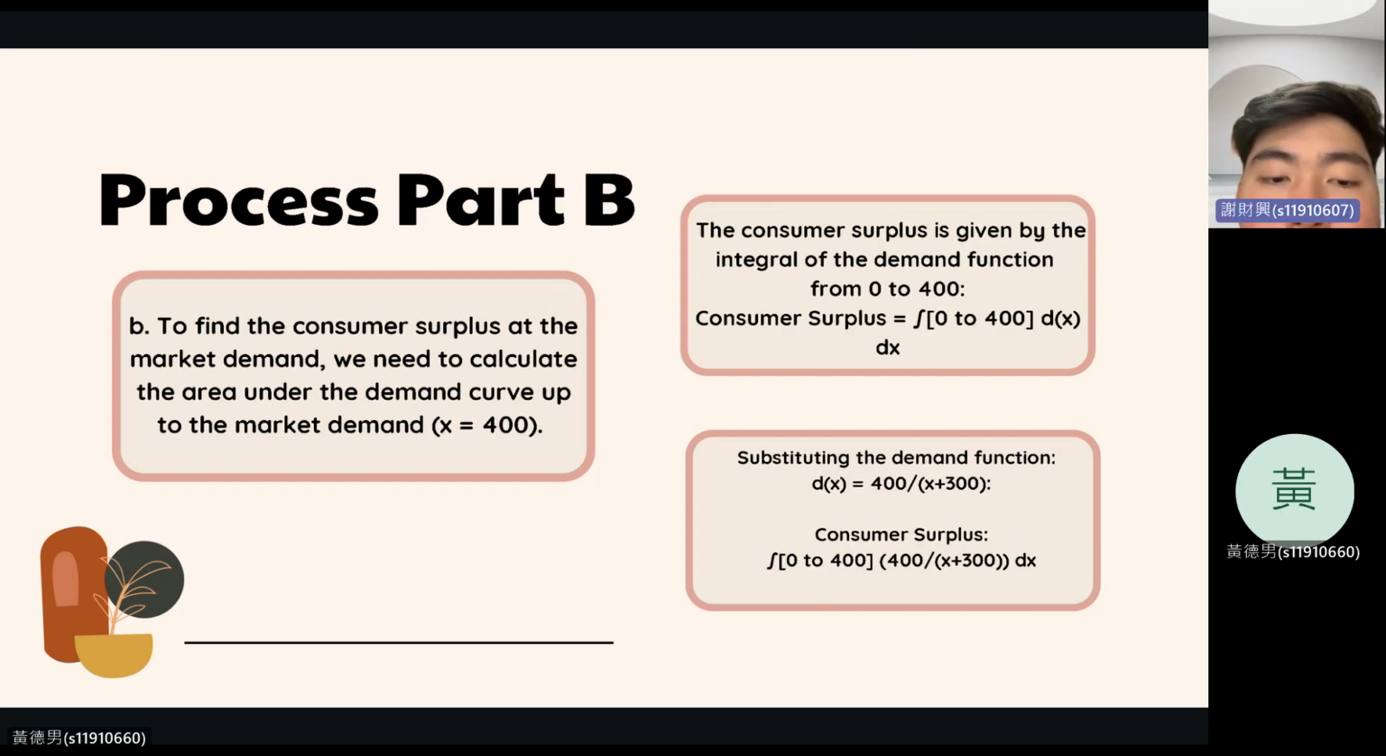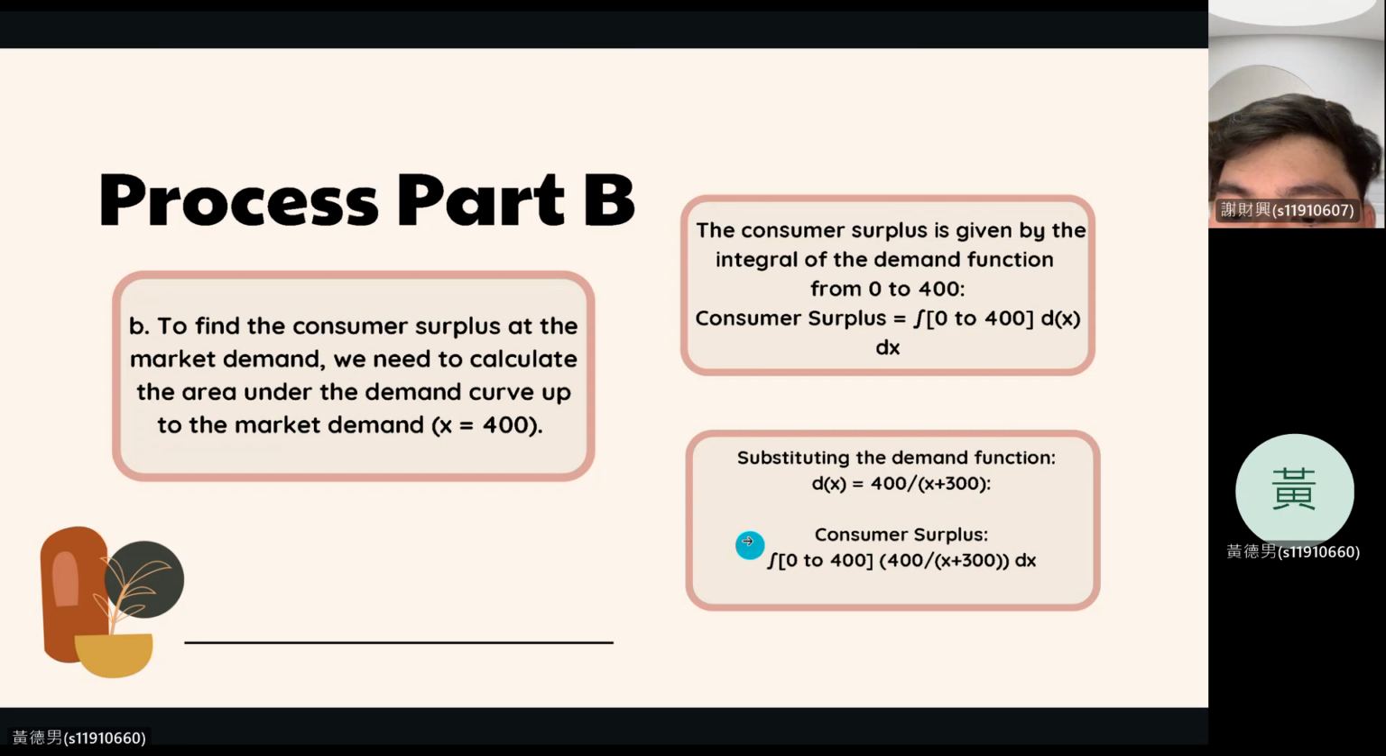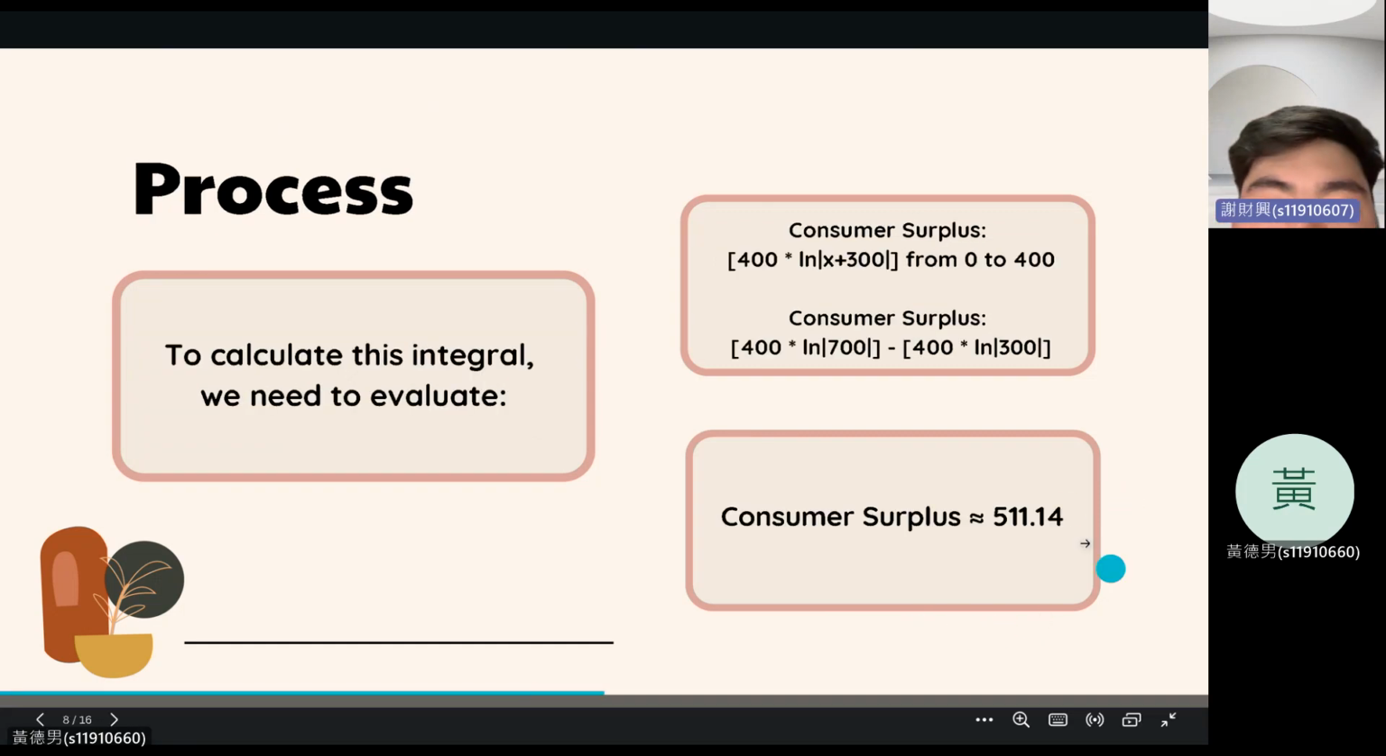For part B, the process is to find the consumer surplus at the market demand. We need to calculate the area under the demand curve up to the market demand, x equals 400. Consumer surplus is given by the integral of the demand function from 0 to 400. So the consumer surplus equals the integral from 0 to 400 of D(x) dx. Substituting the demand function D(x) equals 400 divided by (x plus 300), the consumer surplus is the integral from 0 to 400 of 400 divided by (x plus 300) dx.